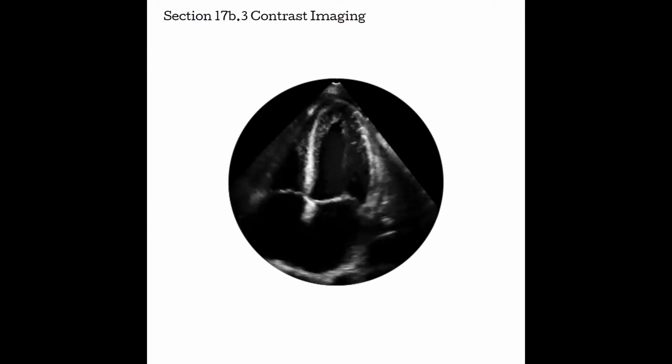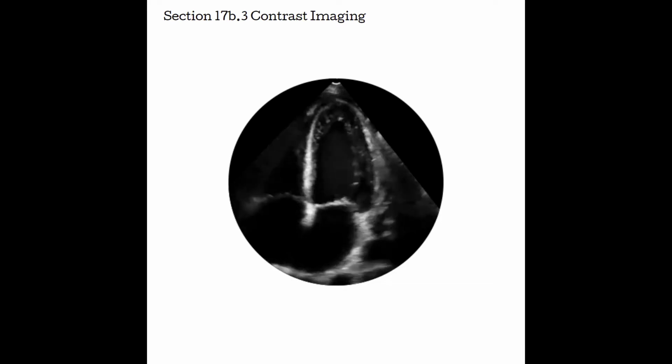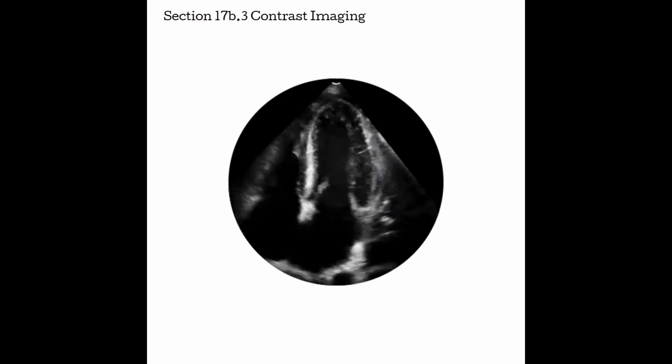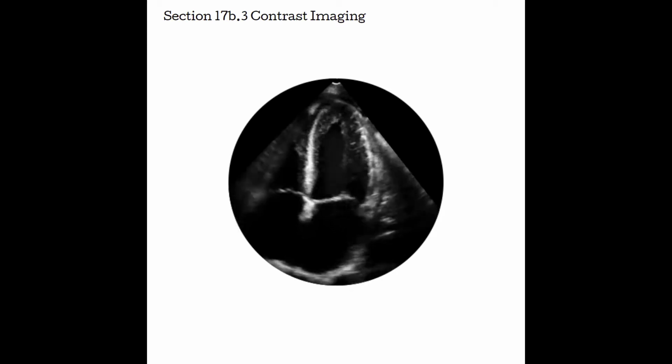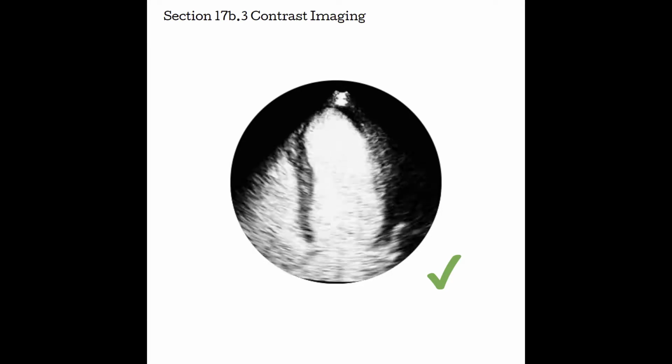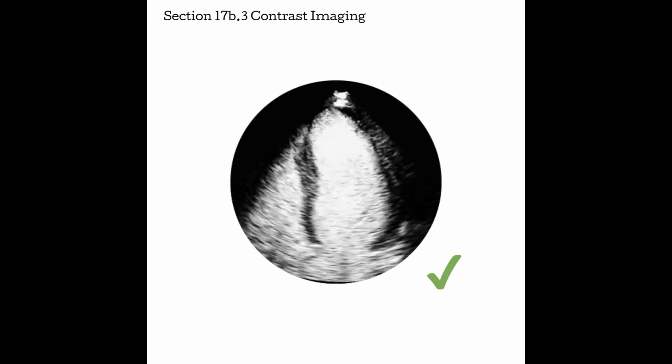Now, once those microbubbles are injected, the sonographer should have everything set up, getting ready to take pictures of where that contrast agent goes, because it can go anywhere that blood can go. So as the contrast comes in, we really want the mechanical setting just right.